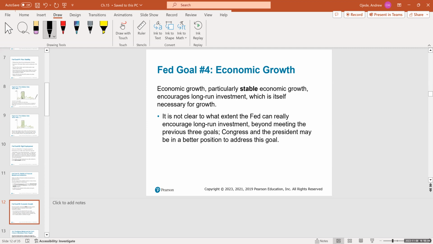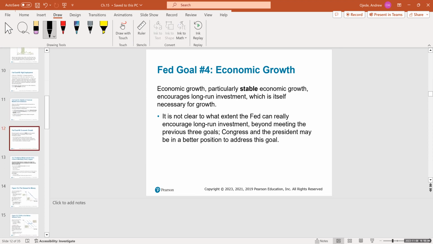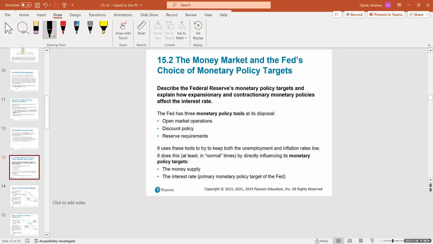Making sure that the supply chain, especially in renewable energies, is met. So Congress and the president, the executive branch and the legislature, are in a much better position to pursue a policy that can lay a strong foundation for long-run economic growth and investment, not the Fed. But the Fed still has some roles to play.